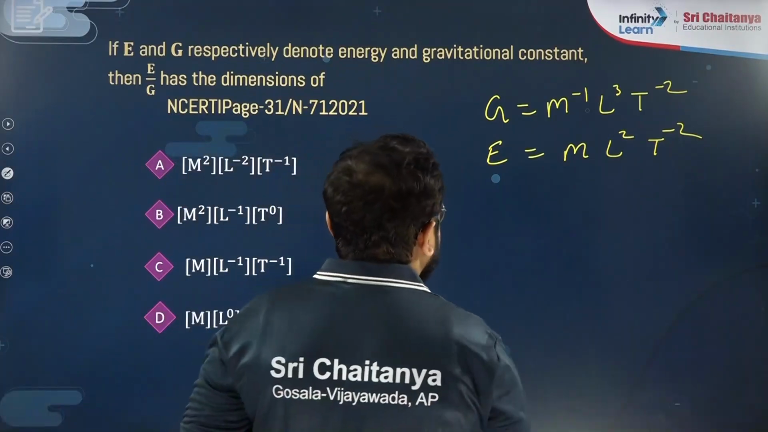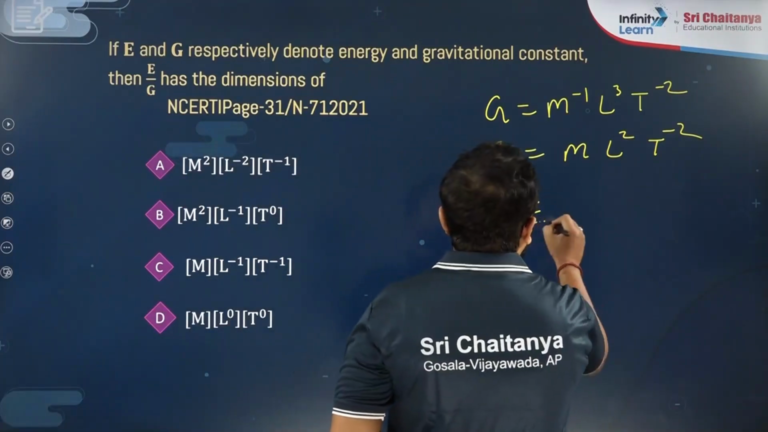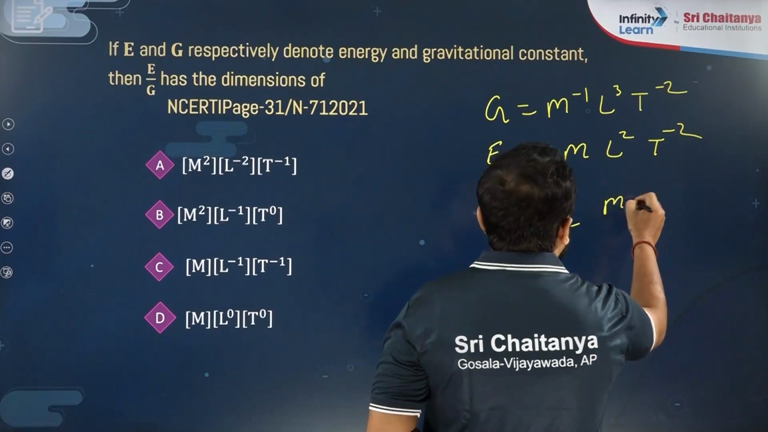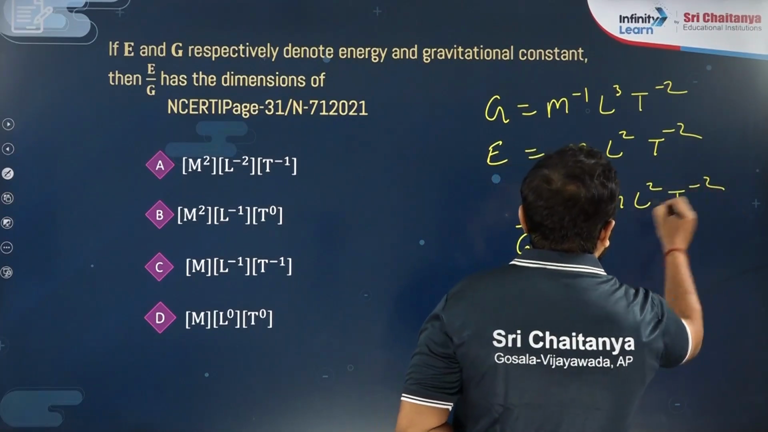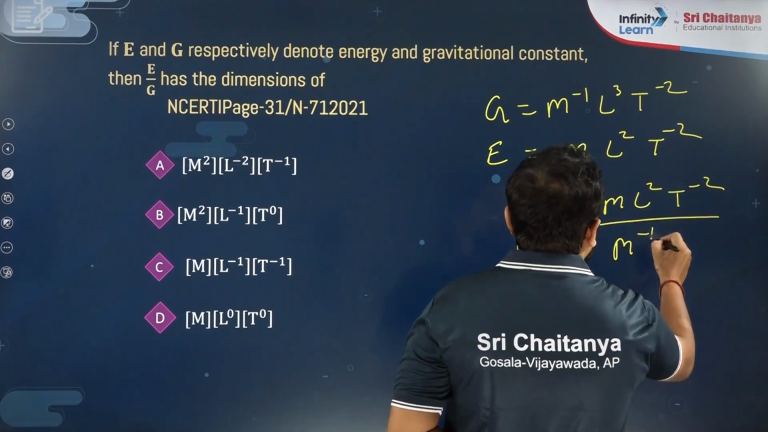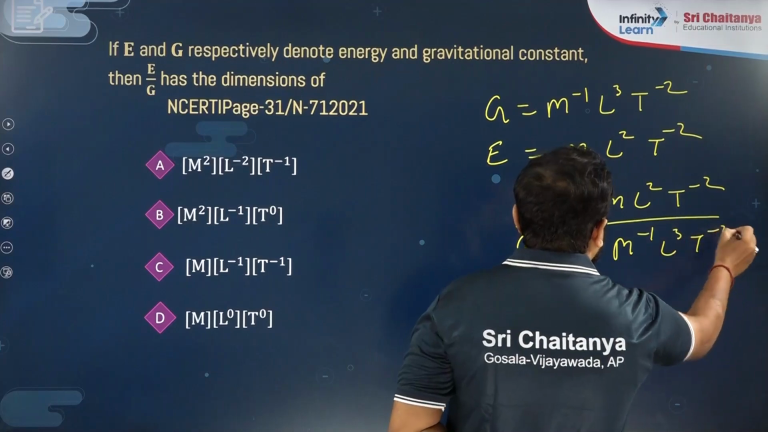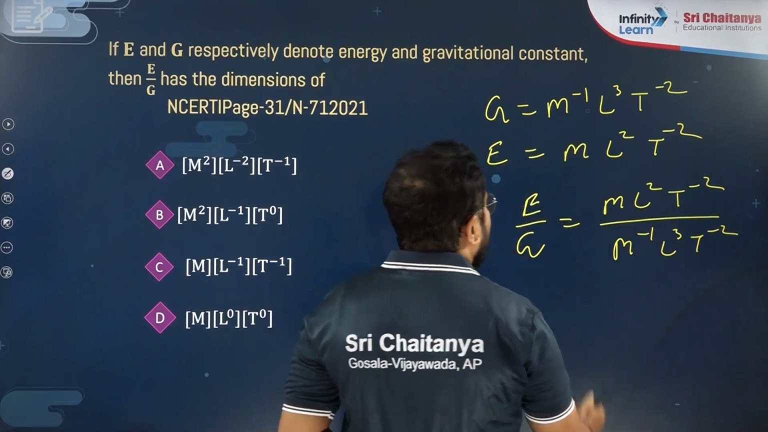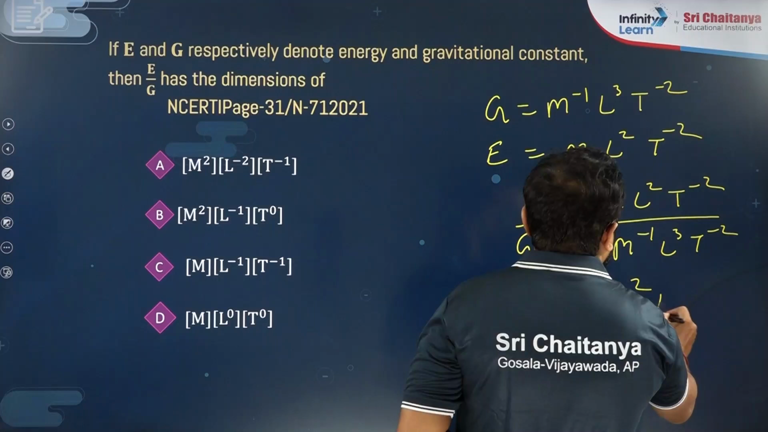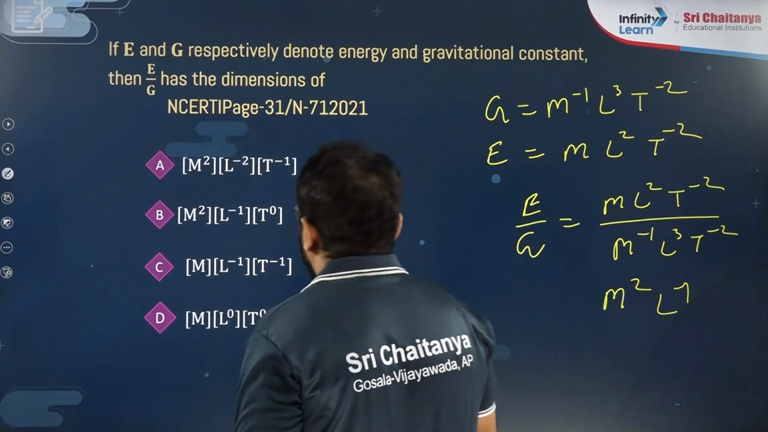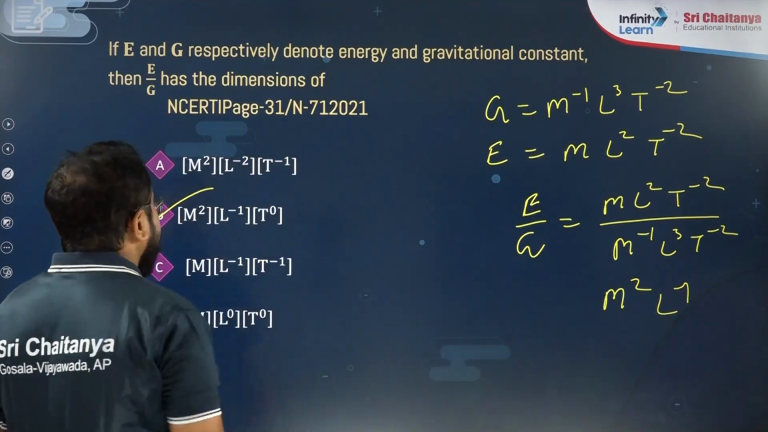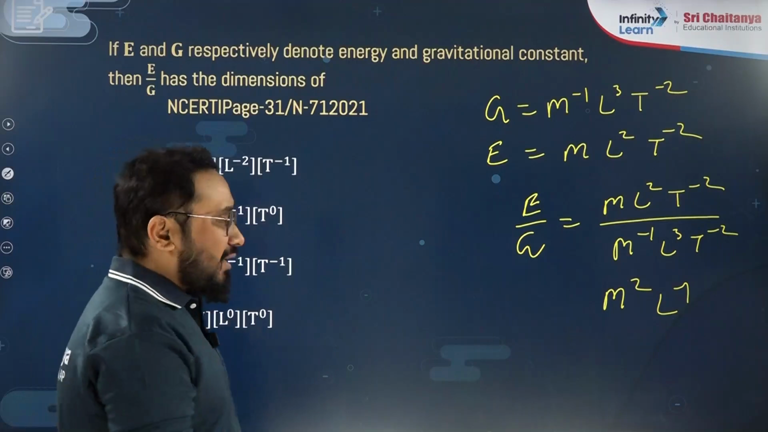What will be E by G? E by G will become ML²T⁻² by M⁻¹L³T⁻², so this will become M²L⁻¹. That will be the second option, M²L⁻¹.